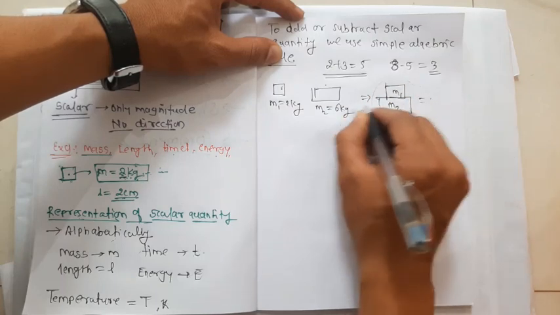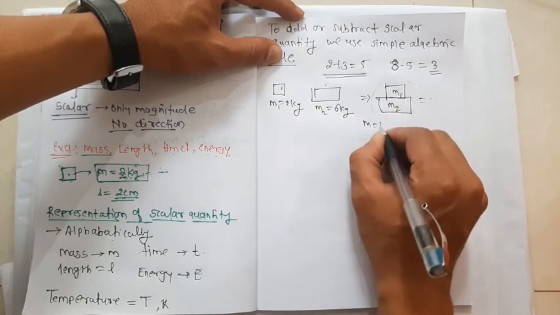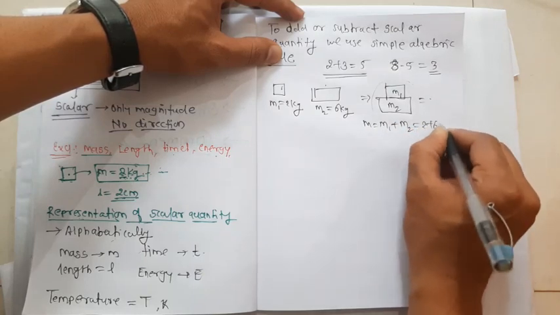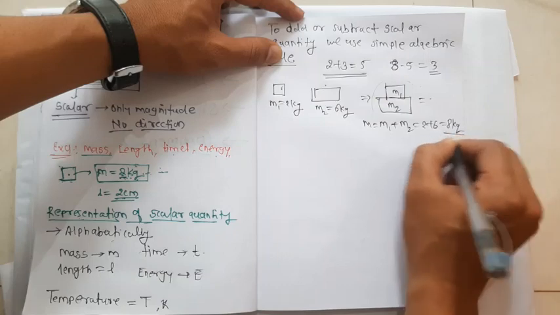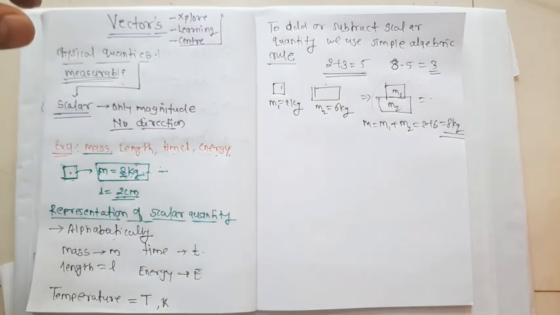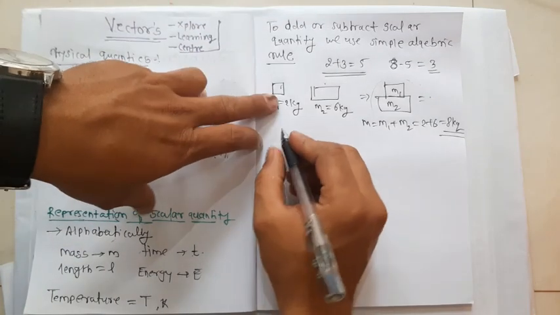It's nothing but m equal to m1 plus m2, that is 2 plus 6, that is 8 kg, correct. That means scalar quantities can be simply added.